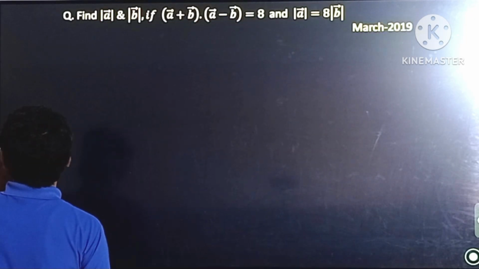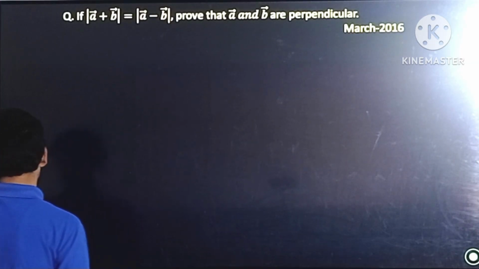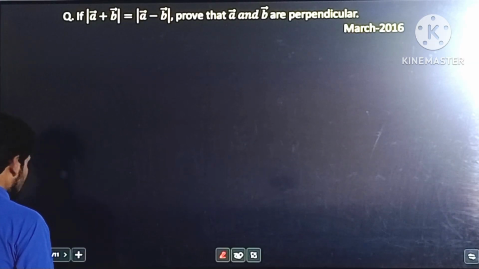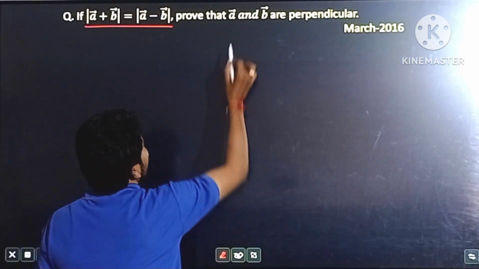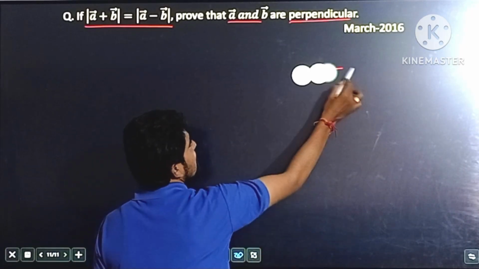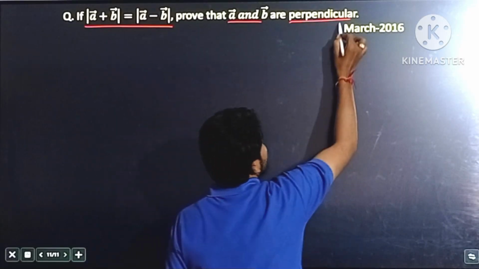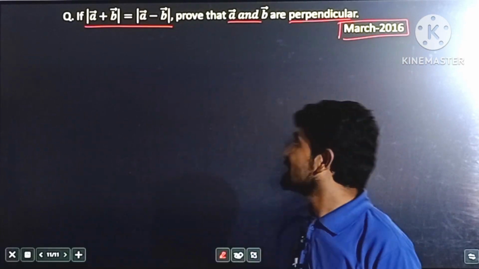And the next question is, if magnitude of a vector plus b vector is equal to magnitude of a vector minus b vector, prove that a vector and b vector are perpendicular. This question was asked in the year March 2016.